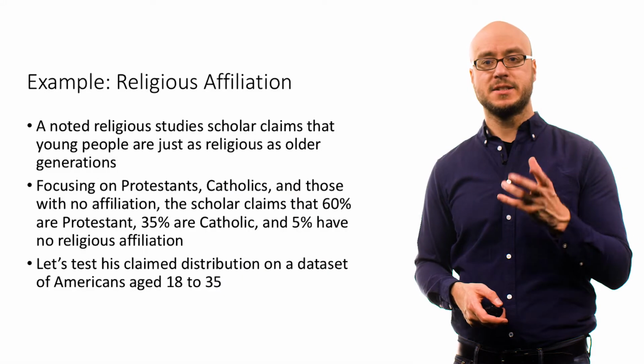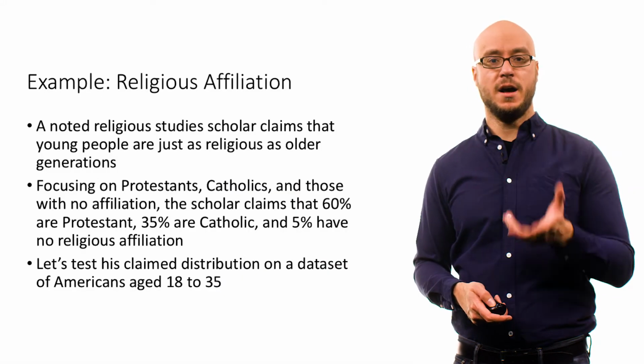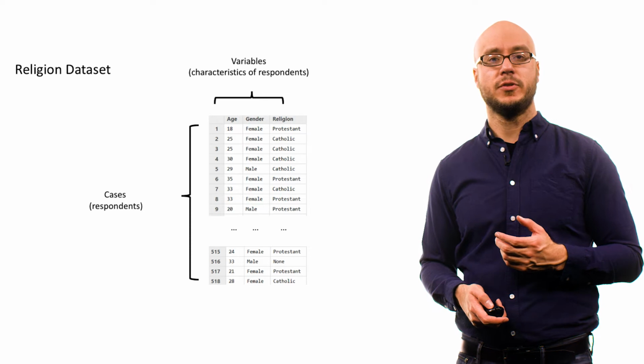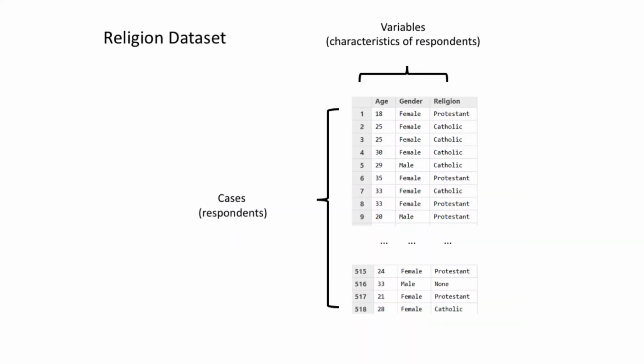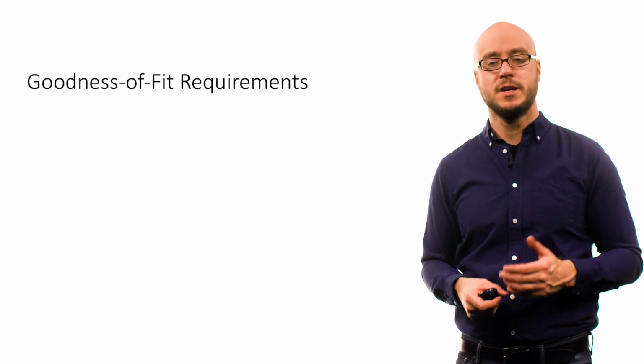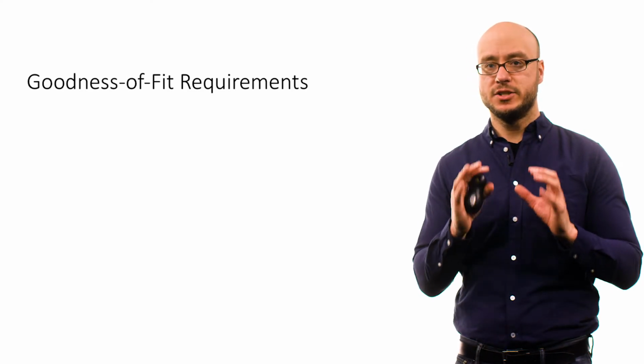So let's test this claim distribution on a data set of Americans aged 18 to 35. This is a real data set in which we have characteristics of respondents in terms of their age, their gender, and their religion. The cases are different respondents, and this is a random sample from people living in the United States. When we subset to young people, the sample size is about 518 people. There are 518 rows.